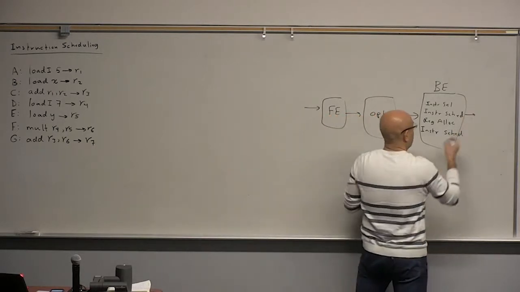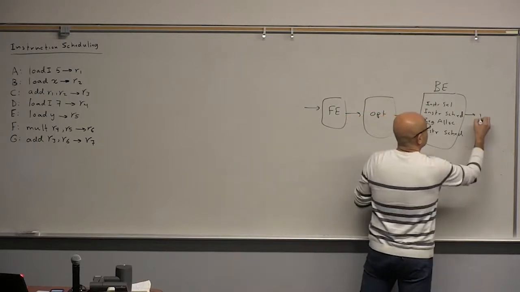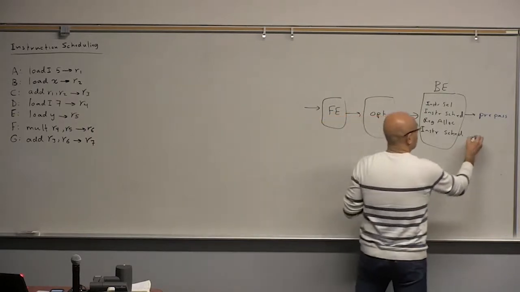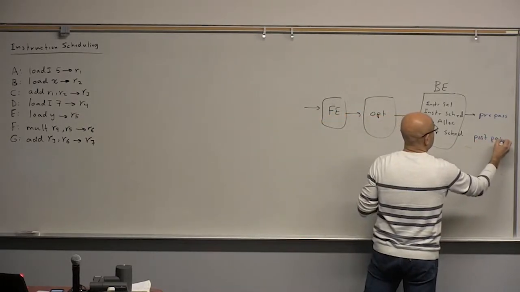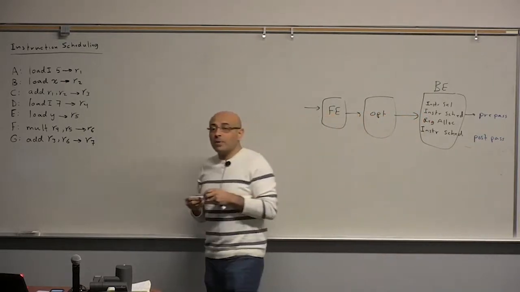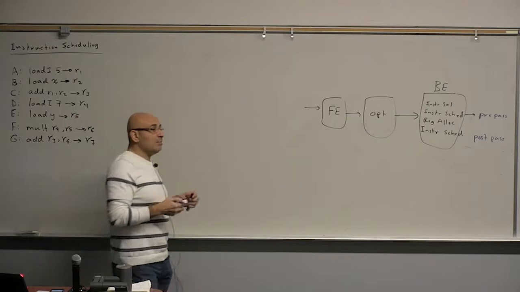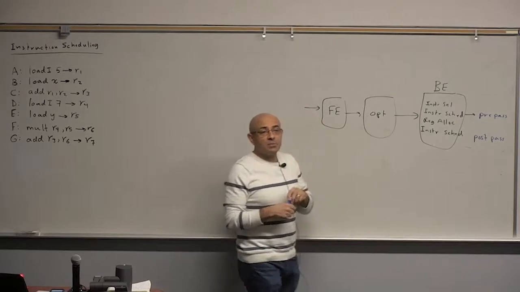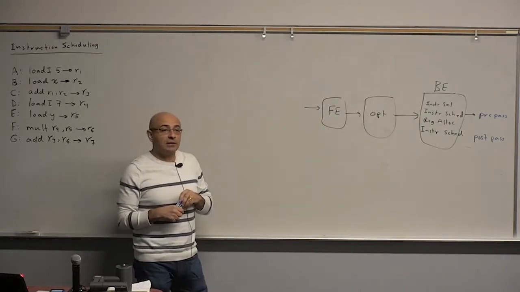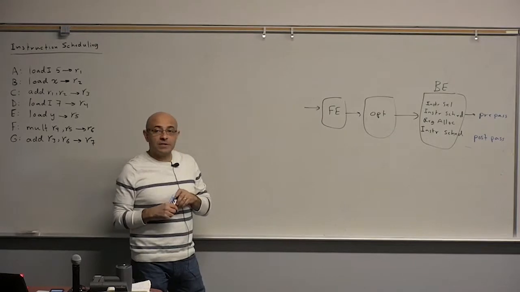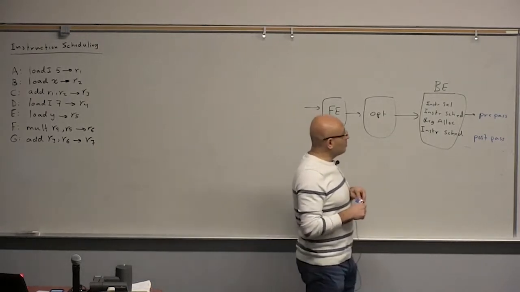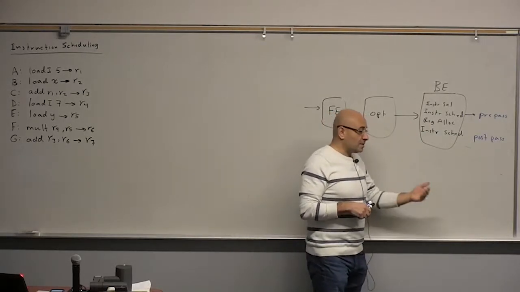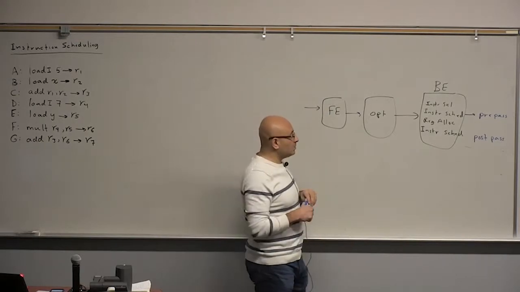So this is what is called the pre-pass, or the pre-allocation pass, and this is the post-pass. Why do compilers do two passes of instruction scheduling? Because in the early pass, the pass before register allocation, there is more freedom. Before the register allocator maps virtual registers into physical registers, there is more freedom. Doing register allocation introduces more constraints caused by tying virtual registers to physical registers.